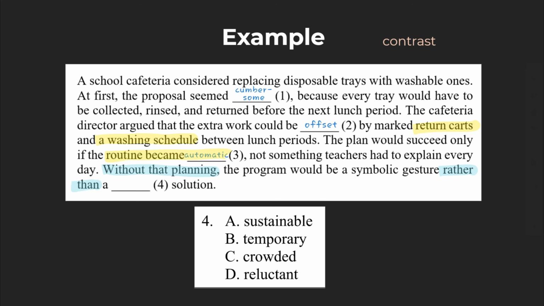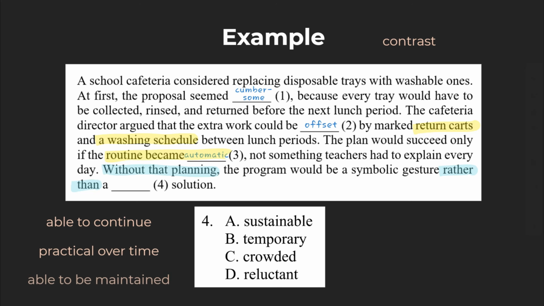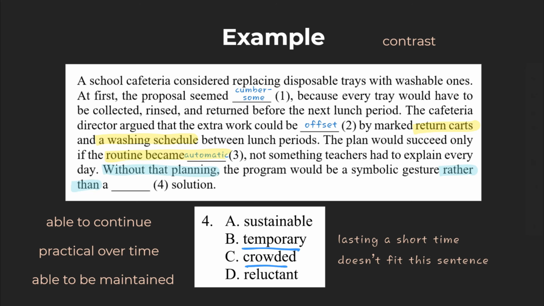So we need a word meaning able to continue, practical over time, or able to be maintained. Temporary moves in the wrong direction because it means lasting only a short time. Crowded may relate to cafeterias, but it doesn't fit this sentence. Reluctant means unwilling, which doesn't describe the solution that we're looking for. Sustainable is the best answer.